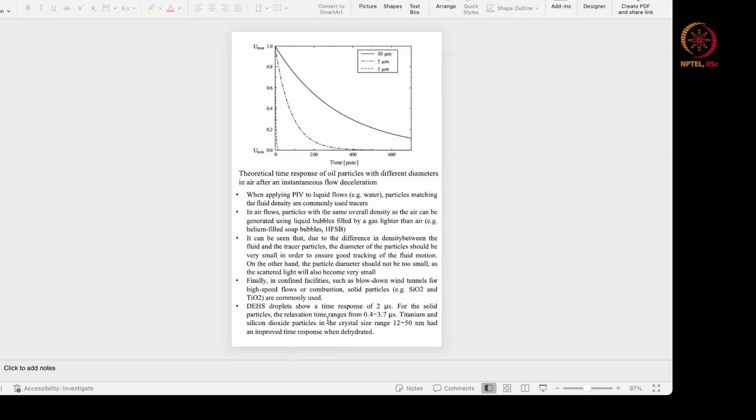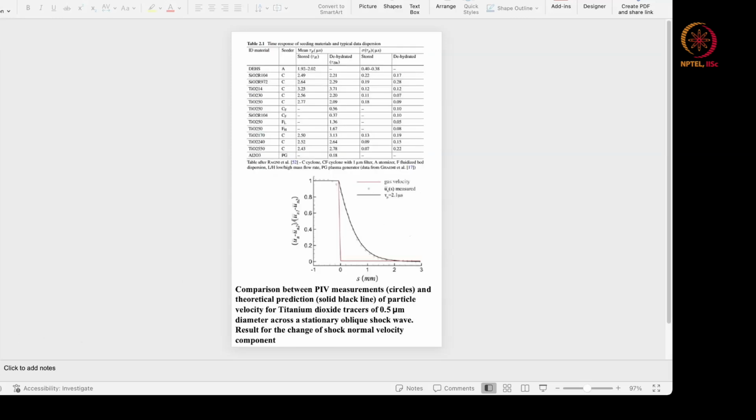DHS is very good because it has a very long evaporation time. So these are some of the players. DHS, silicon dioxide, these are a lot of tracers, or seeders. And this is their mean response time scale that you can see over here. They are all generated, I think, through certain fluidized bed dispensers or other types of ways. We will see some of them over there. Okay, and so these are the different hydrated versus dehydrated and so on.